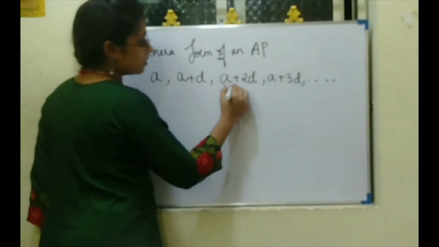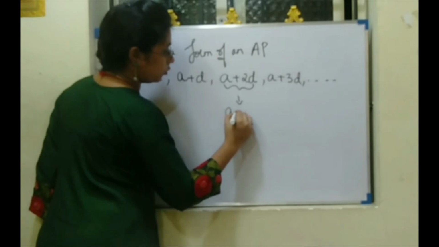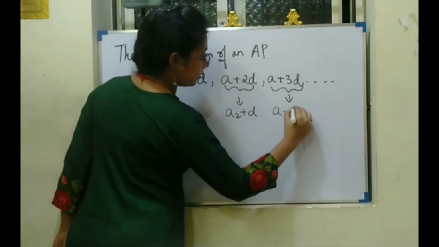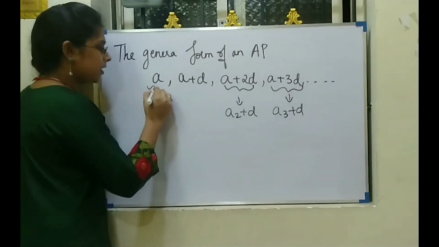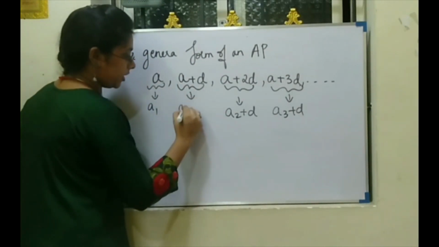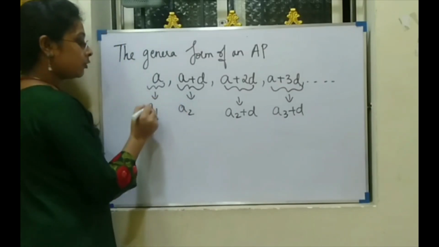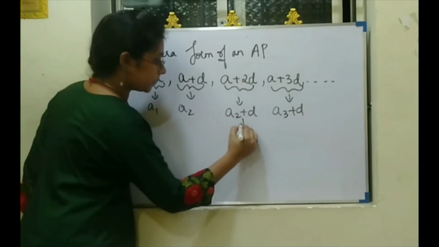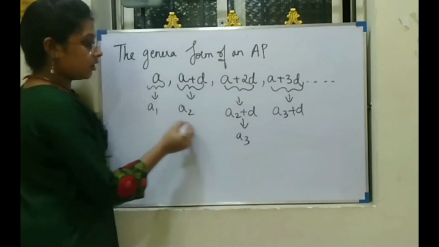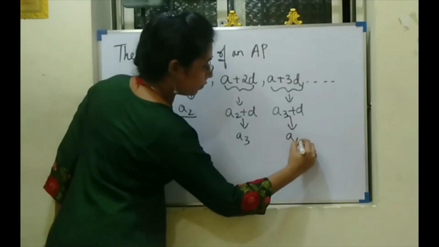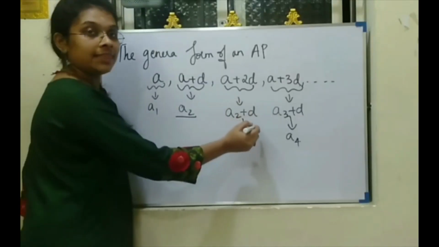You can write this term as a1 plus d. There is another way, like a2 plus d. That is, if it is your a1, it means it will be your a2, right? So a2 is equal to the first term plus the common difference. Similarly, a3 is equal to a2 plus the common difference. Okay, and this will be a4. a4 is equal to a3 plus the common difference.